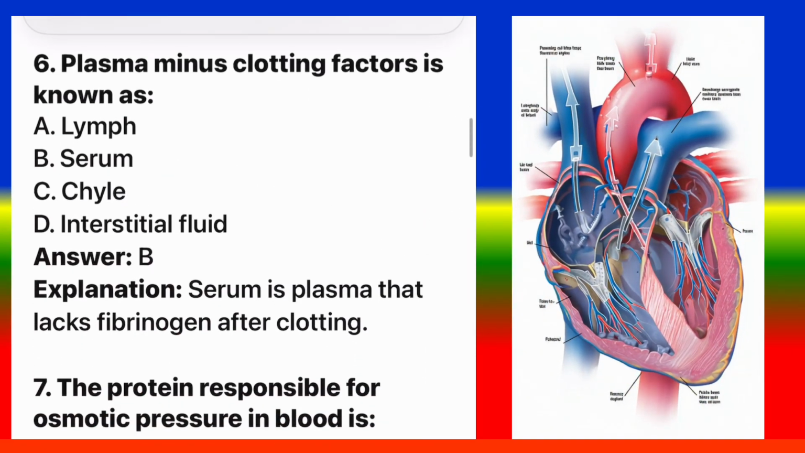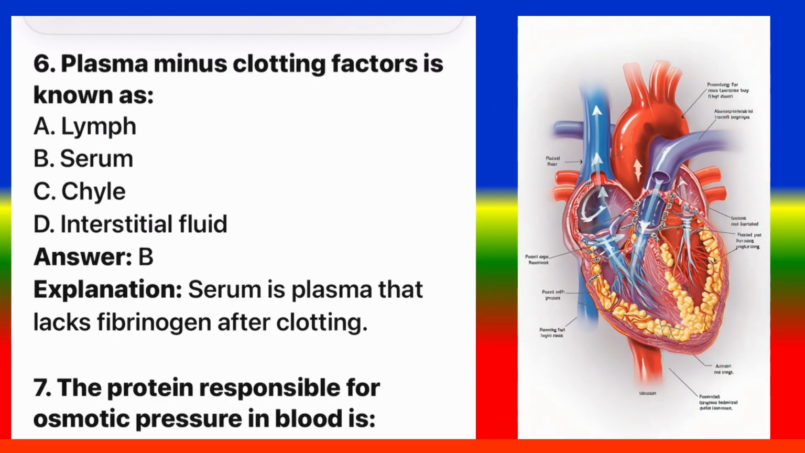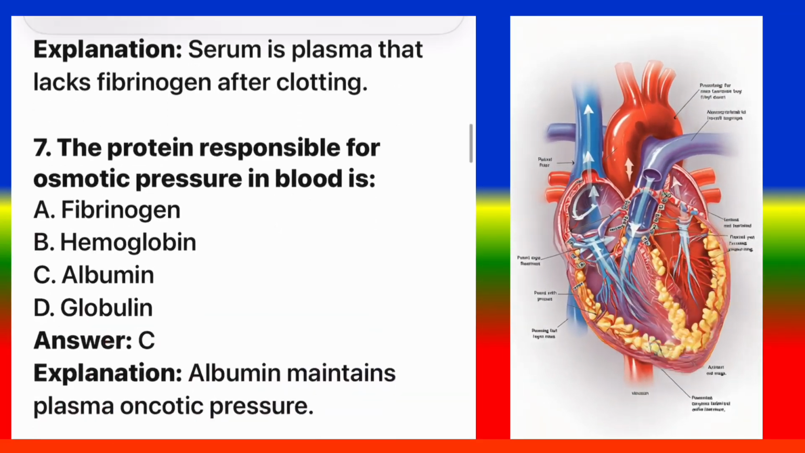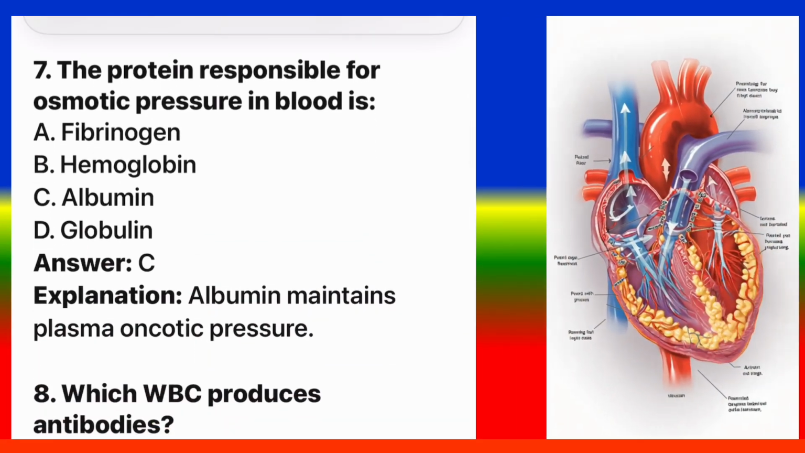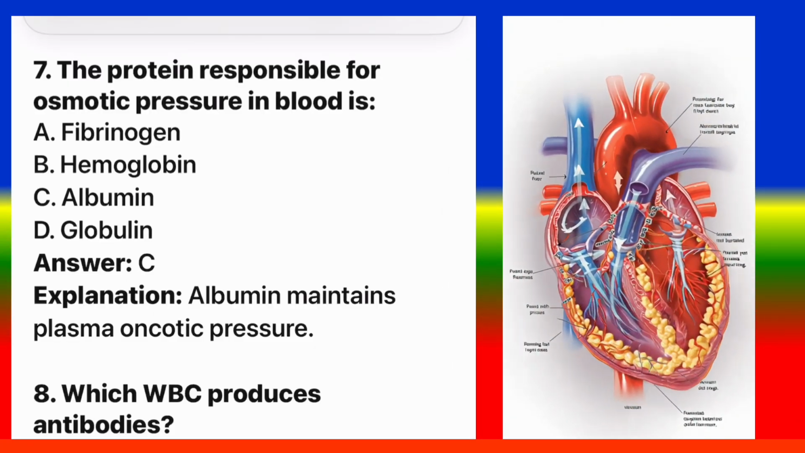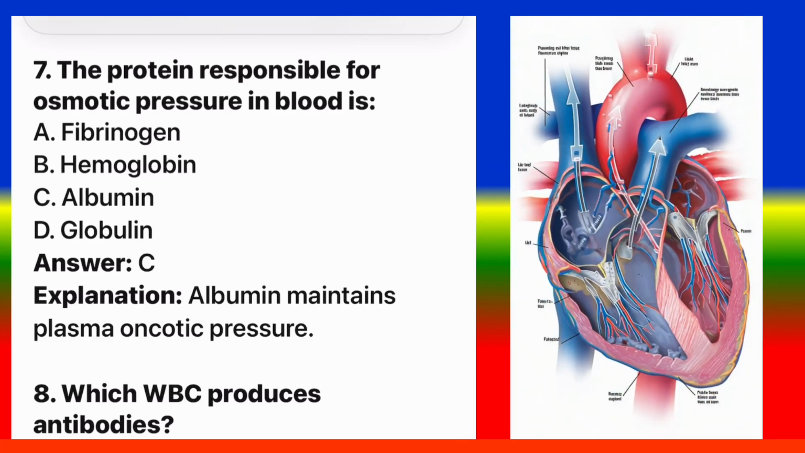6. Plasma minus clotting factors is known as A. Lymph, B. Serum, C. Chyle, D. Interstitial fluid. Answer B. Explanation: Serum is plasma that lacks fibrinogen after clotting. 7. The protein responsible for osmotic pressure in blood is A. Fibrinogen, B. Hemoglobin, C. Albumin, D. Globulin. Answer C. Explanation: Albumin maintains plasma oncotic pressure.